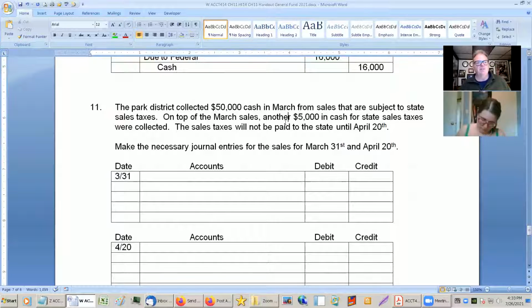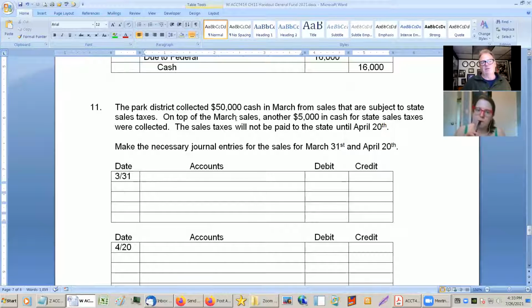Park district collected $50,000 cash from sales that were subject to state sales tax. On top of the March sales tax, another $5,000 in cash for state sales taxes were collected. So in that case, they'd probably say that expenditures were 55,000. Well, they collected this, so the 50,000 is how much they collect in cash, plus the 5,000, so 55,000 in cash was collected.